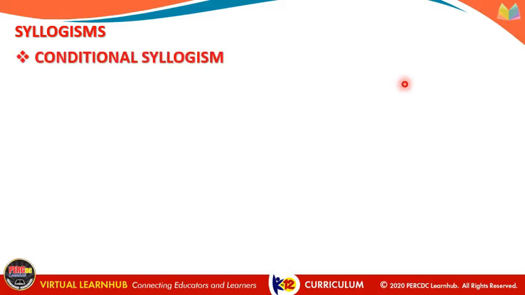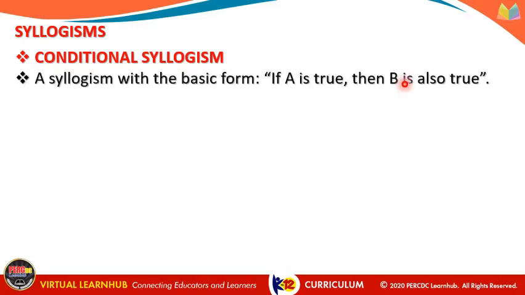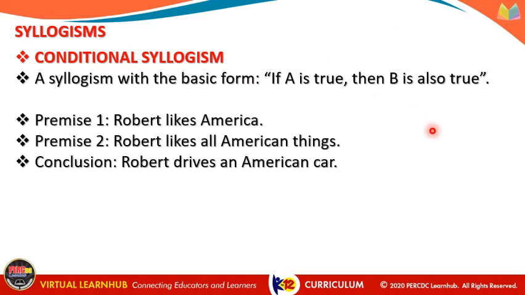Let's define what is a conditional syllogism. It is a syllogism with the basic form: if A is true, then B is also true. As an example, we have this one. So you have our first premise: Roberts like America. Second premise: Roberts like all American things. Conclusion: Robert drives an American car. So this is an example of a conditional syllogism.